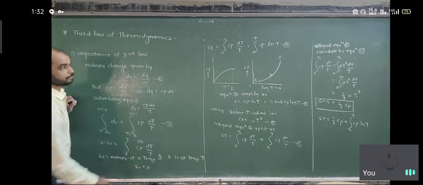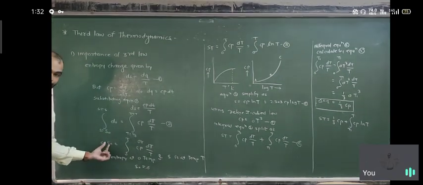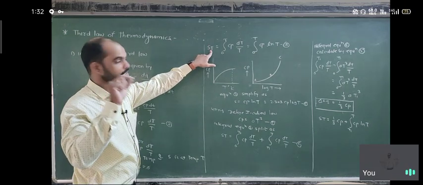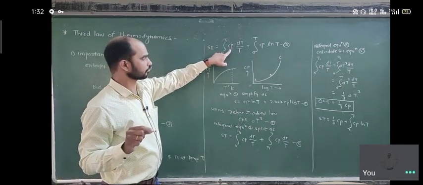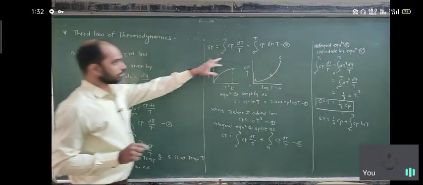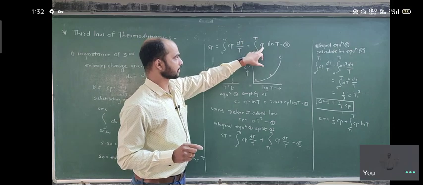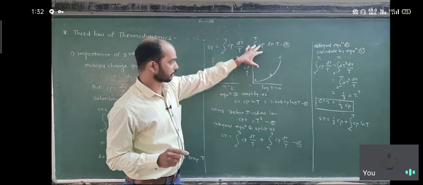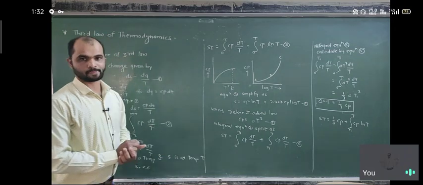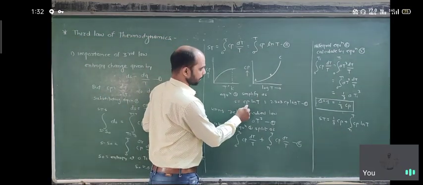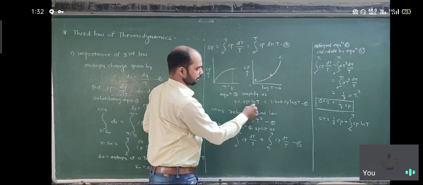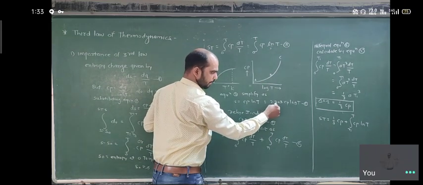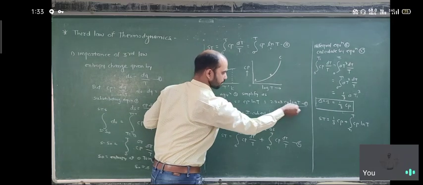That means this term is not important. Here only the entropy at temperature T remains. So ST, the entropy at temperature T, is equal to the integral from 0 to T of Cp dT upon T. Here it becomes the integral of Cp d ln T. We simplify equation third: ln T is equal to 2.303 log T. So S is equal to 2.303 Cp log T, which is equation 4.